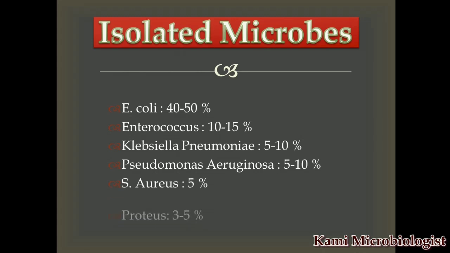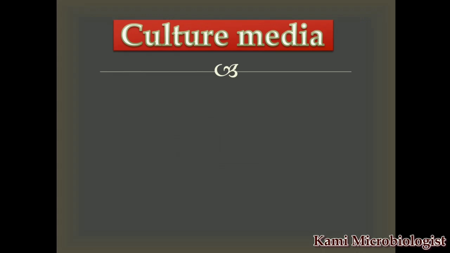Then we have Proteus, and Proteus is 3 to 5%. It can cause 3 to 5% infection in the prostate, and as you all know, Proteus can also cause UTI, and then it can cause prostatitis. So these are the microorganisms that we isolate during infection of the prostate gland. Let's see the culture media. We have different types of culture media in this case.